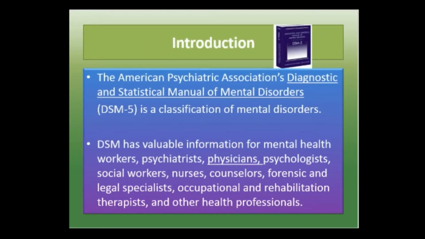Our main reference for this course will be the American Psychiatric Association's Diagnostic and Statistical Manual of Mental Disorders, commonly known as DSM. We are in the 5th edition of this book. DSM-5 is our official reference that gives us the classification of mental disorders. Why is it necessary for us to use DSM-5? It is important because DSM-5 has very valuable information for all mental health workers.